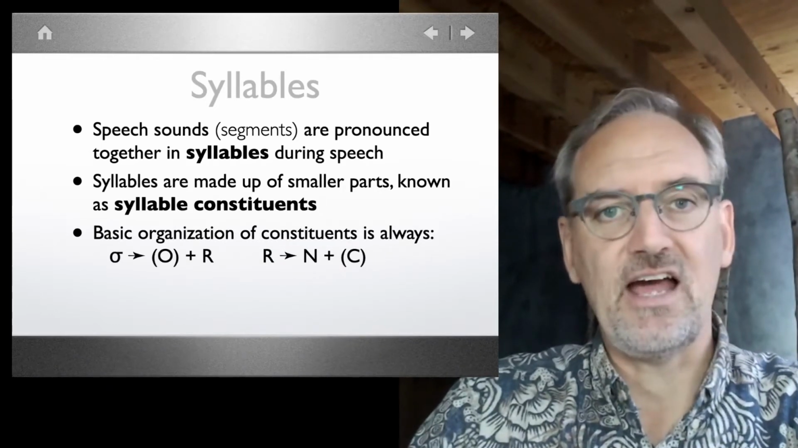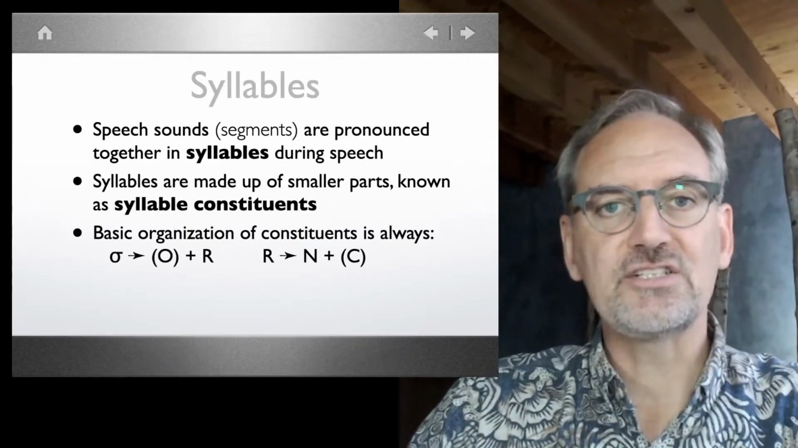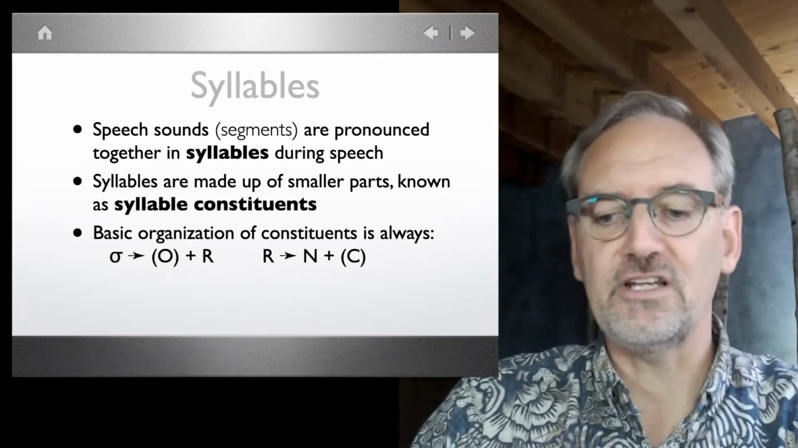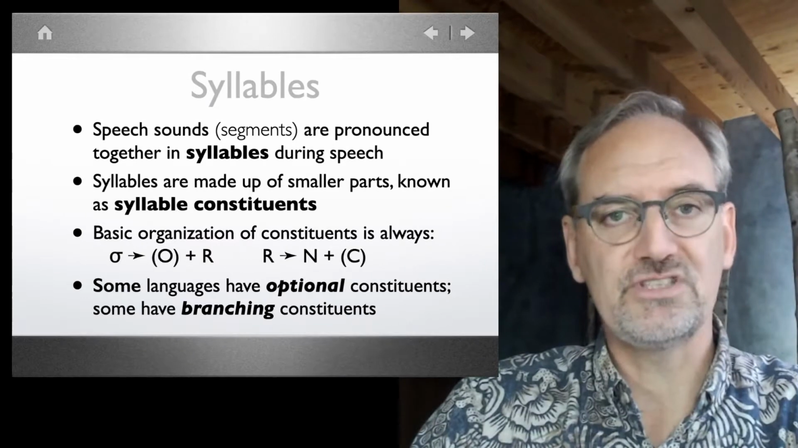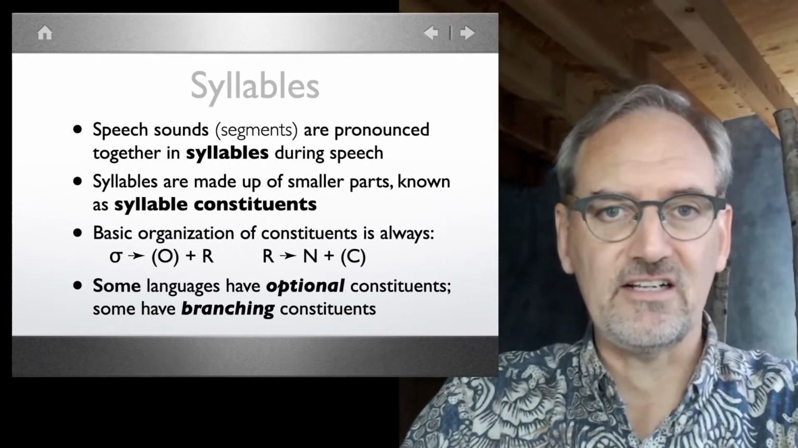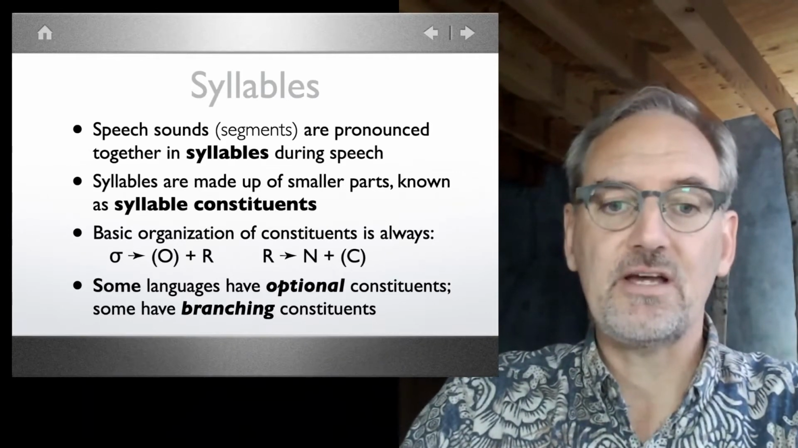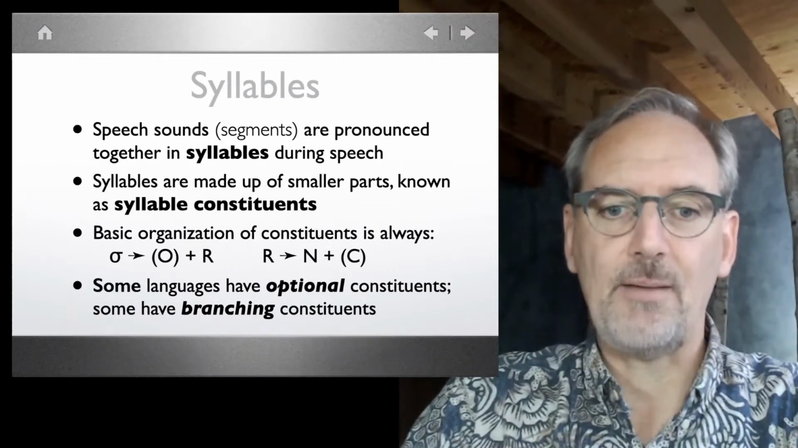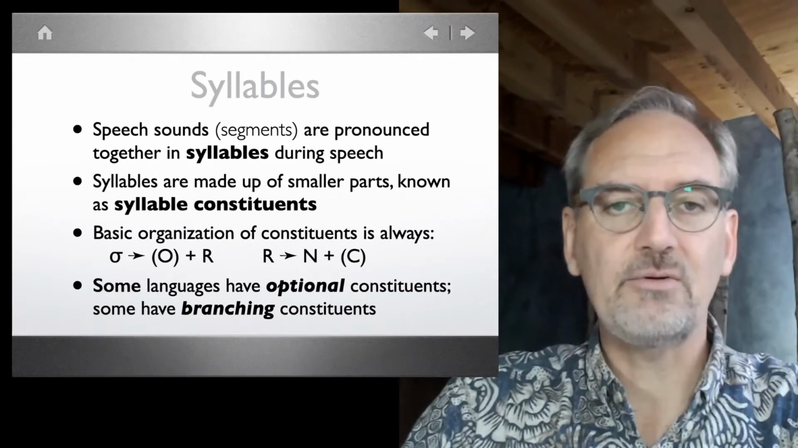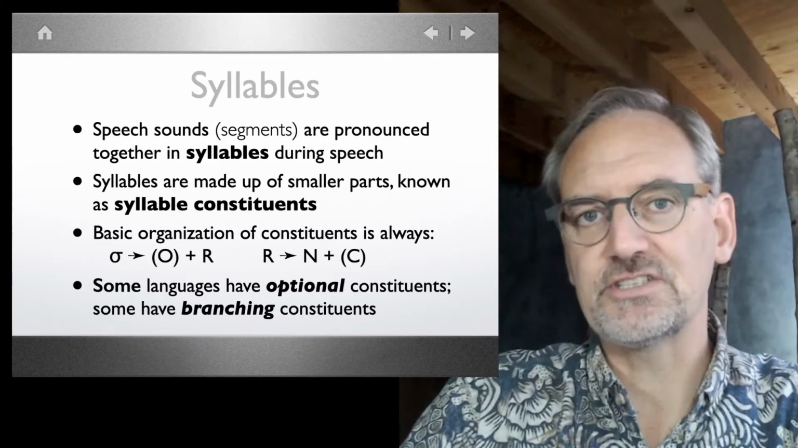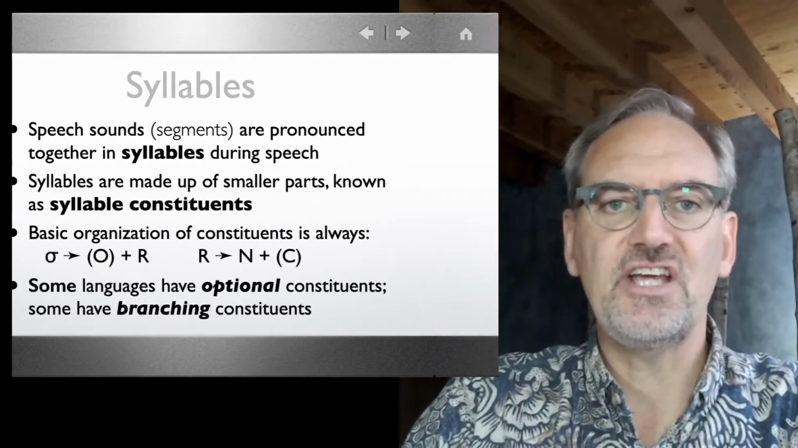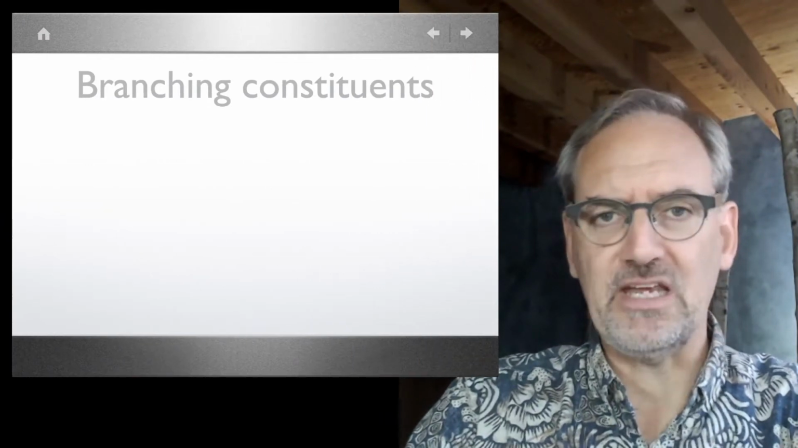We're going to use that now with several examples, associating segments based on their rising and falling sonority into syllable structures. We're also going to look in more detail at the constituents, because some languages have optional constituents, like English. In addition, some languages have branching constituents, and English is one of these languages as well. So let's look in detail at what branching constituents means.